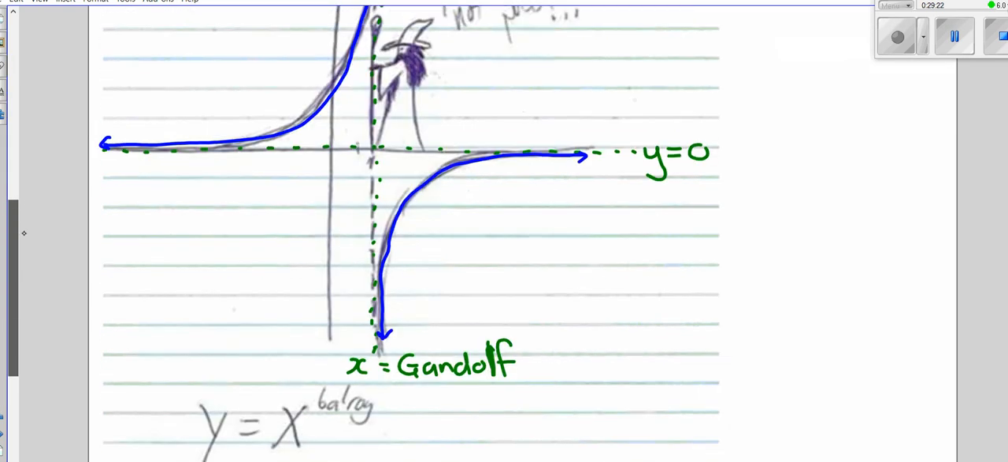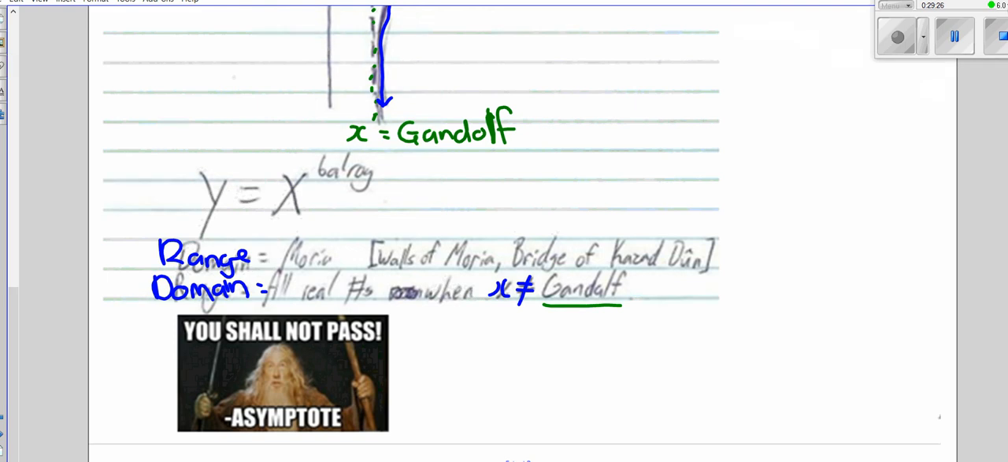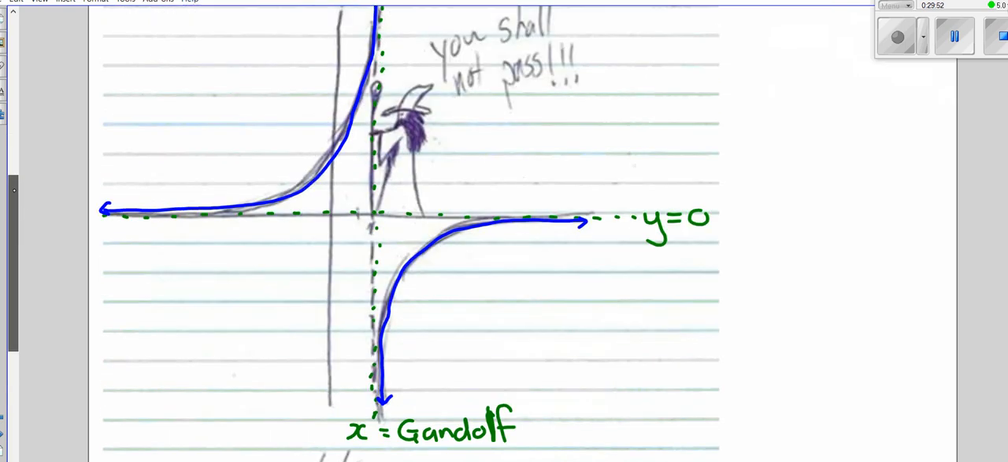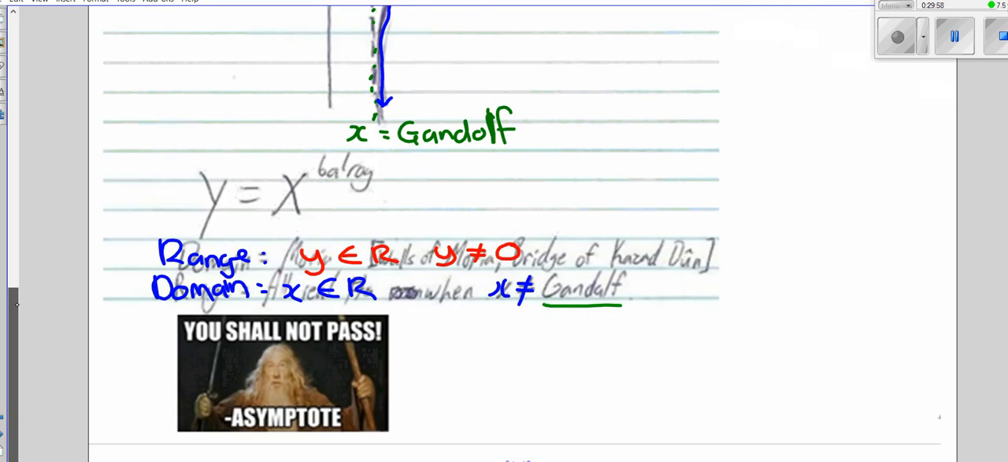So the domain, if you want to, you could say all real numbers. So don't forget they said all real numbers, so you could go x ∈ R for that one. And for the range, it's y ∈ R, except y cannot equal 0. That's what our range is. So they had it the wrong way around. Domain is all the x values, x ∈ R, x cannot equal Gandalf, y cannot equal 0. Here's Gandalf saying thou shalt not pass the asymptote. Thou shalt not pass the asymptote.